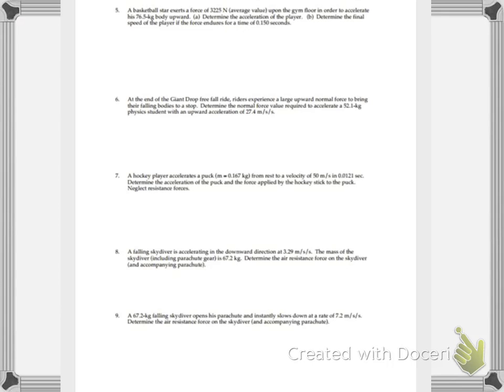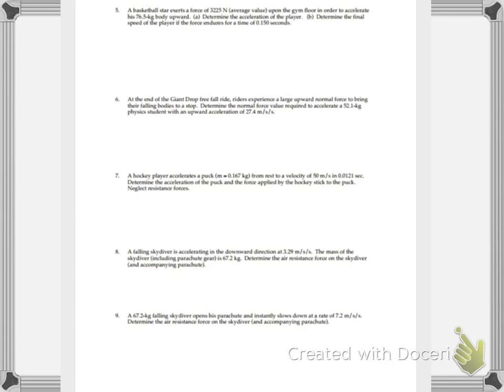We'll go ahead and get started right away with part 2 of the solutions video for the Newton's second law situational practice sheet. Here we have a basketball star exerting 3,225 newtons to the gym floor to accelerate his body upward. Determine the acceleration of the player.